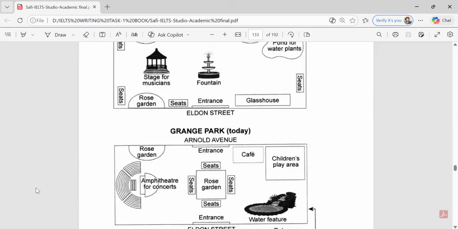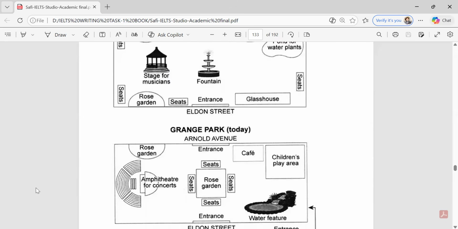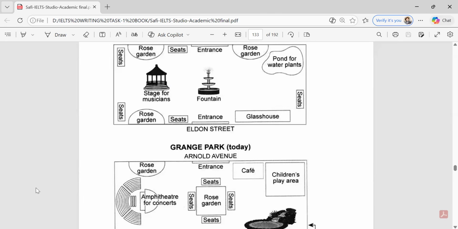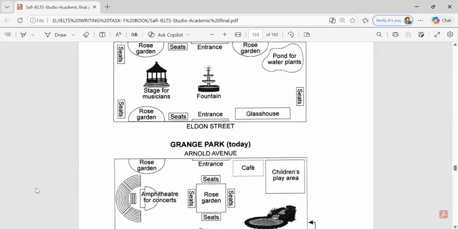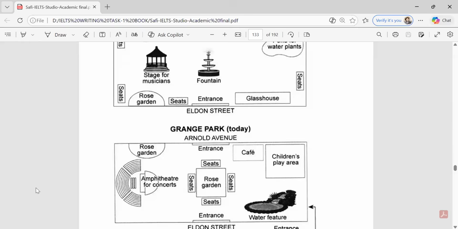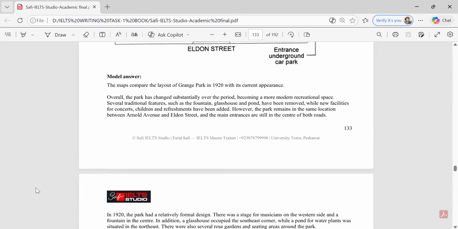अब देखिए इसमें पहले वाले में हमने ये, दूसरे वाले में ये रिमूव्ड है ना. फाउंटेन भी नहीं है, पॉन्ड फॉर वाटर प्लांट्स वो भी नहीं है. क्लियर? एंड ग्लास हाउस, तीनों चीजें इसमें नहीं है नए वाले में. They have removed. And while few new facilities for concerts, children and refreshment have been added.